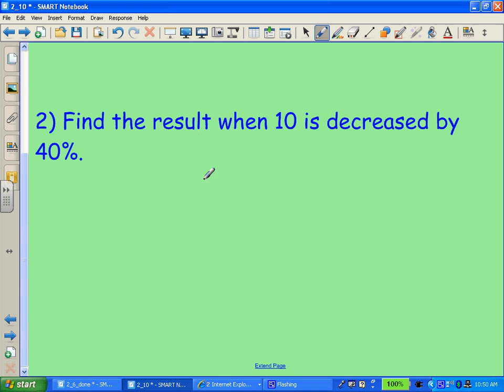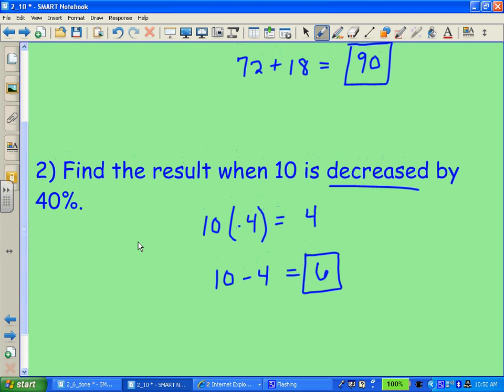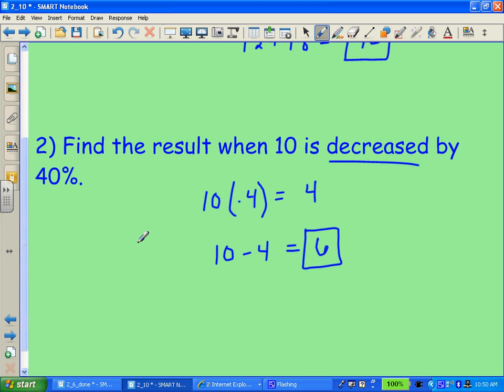One last one here. Find the result when 10 is decreased by 40%. So what's 40% of 10? You probably already know that before you multiply, but it turns out to be 4. Now this one is decreased, so I have to do 10 minus 4, which is 6. And again, this would be the work I'll be looking for as you do your homework and take your Friday quiz, okay? So that's the first part of section 2-10.